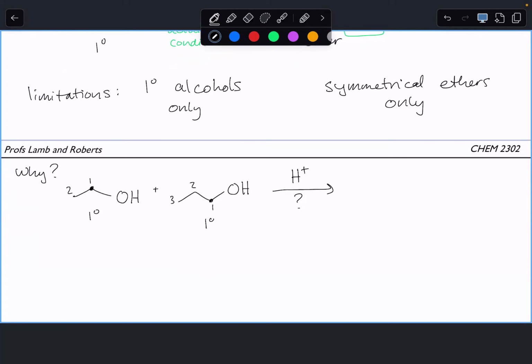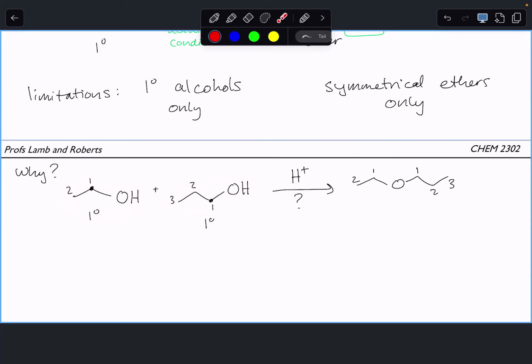So we might get the product that we want, which is this mixed coupling. We have 2 carbons on one side and 3 carbons on the other. That would be taking one of the ethanol and one of the propanol and putting them together. We probably will get some of that.